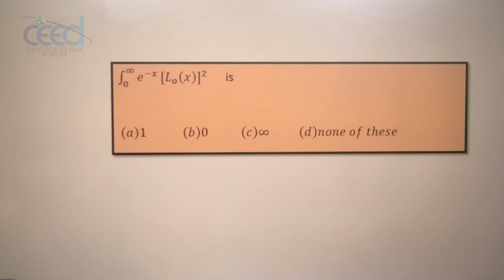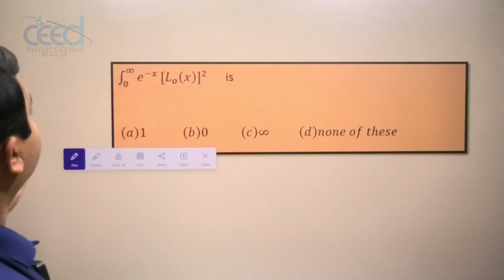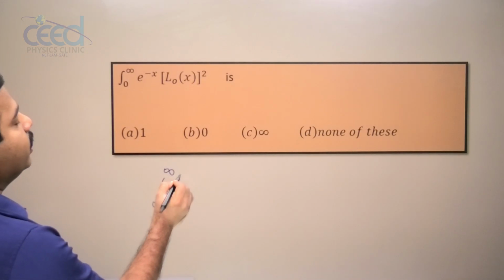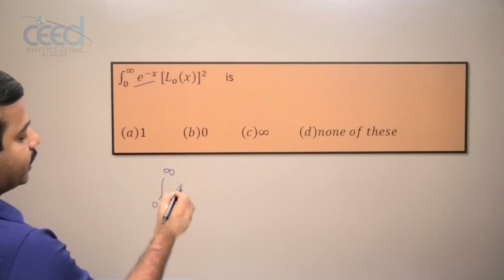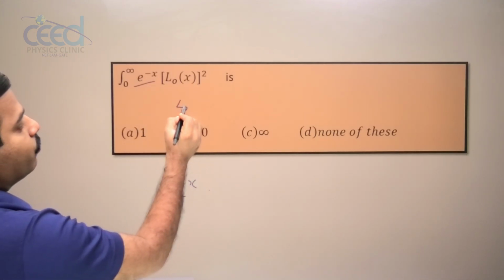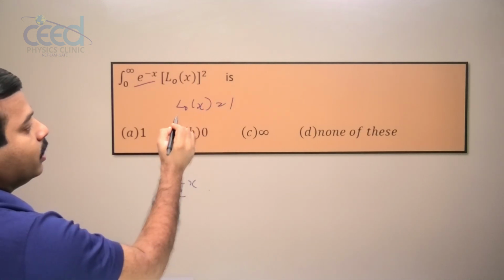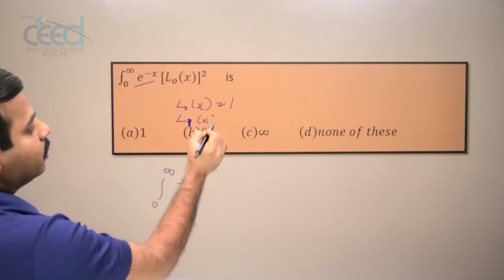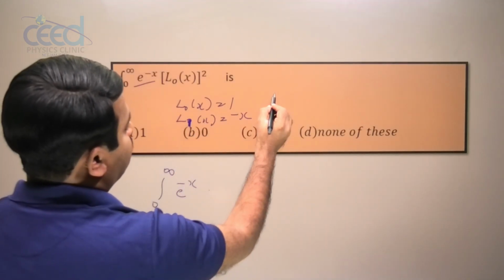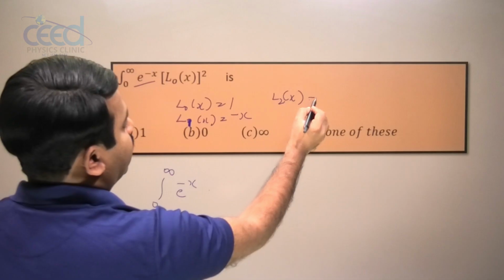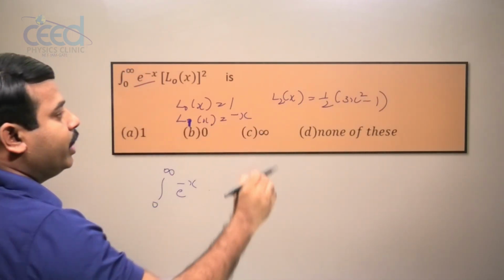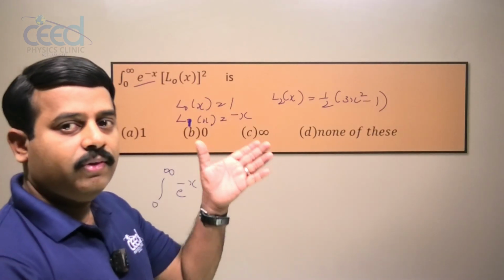Now we have another question. Integral 0 to infinity e raised to minus x, integral 0 to infinity e raised to minus x. Right. What is L0 of x? L0 of x is equal to 1. Laguerre polynomials: L0, L1 of x is 1 minus x, L2 of x is 1 by 2 into (x square minus 4x plus 2). Different Laguerre polynomials we have derived.